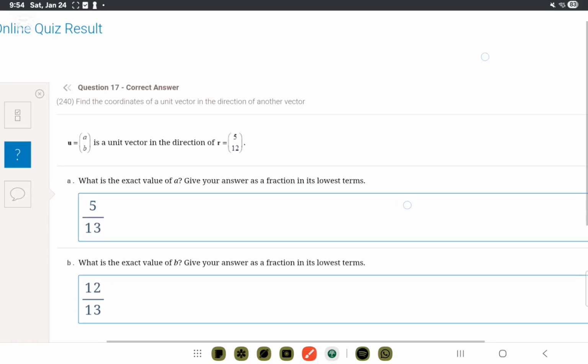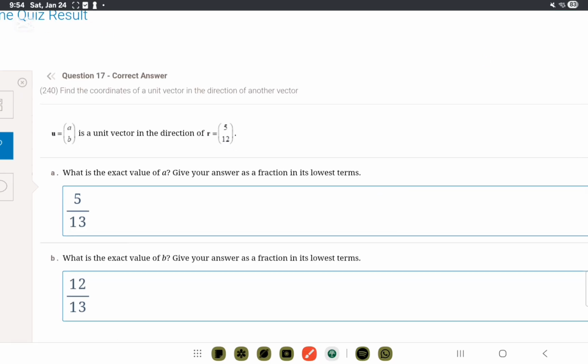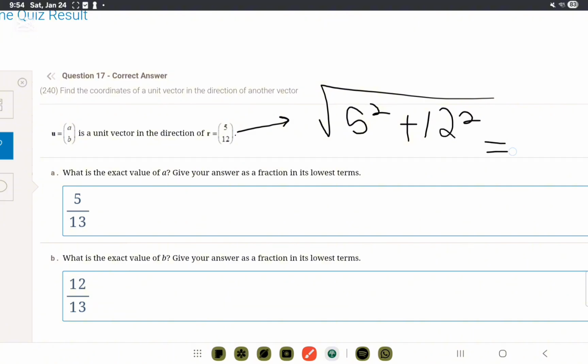Okay, this is easy. First of all, when you have this type of question, don't panic. It's not that bad. Now, the first thing you need to do is find the magnitude, which is 5 squared plus 12 squared. You get 13. That's your magnitude.